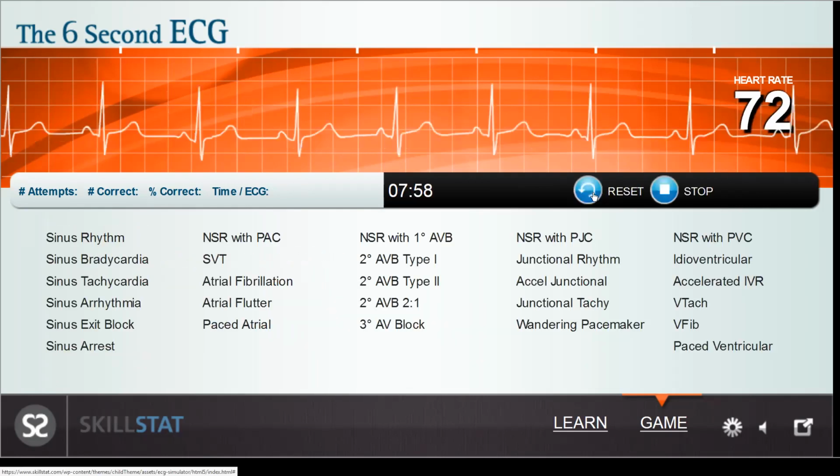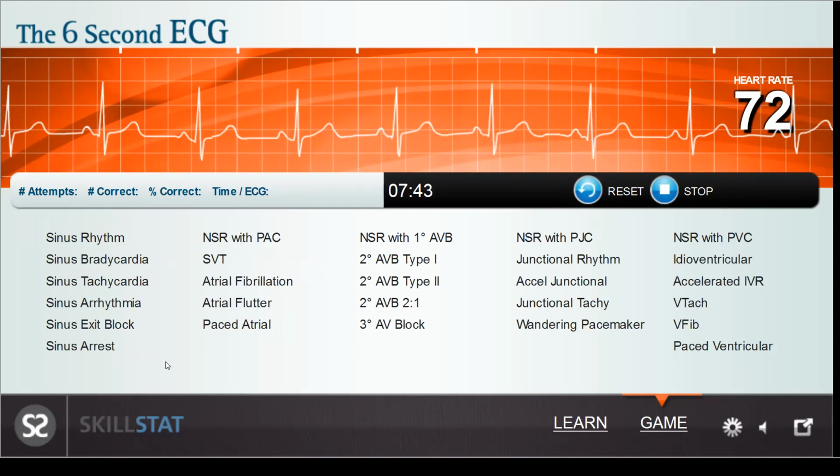Okay, so what do we got here? Looks like we got normal sinus rhythm. So this is normal sinus rhythm. What if they did not have a pulse? Then we would call that pulseless electrical activity, right?